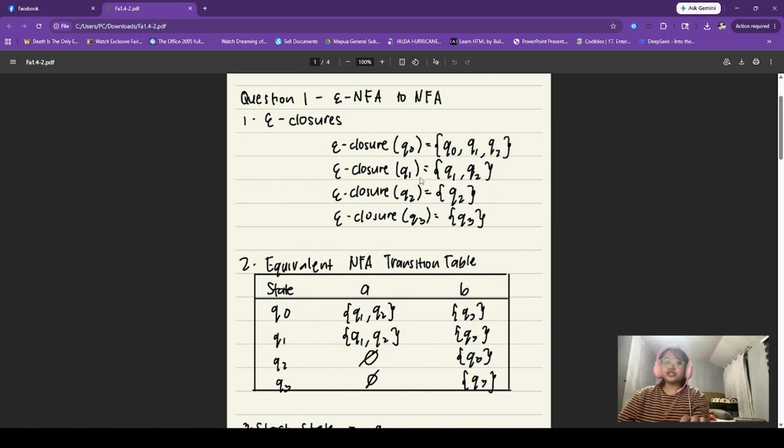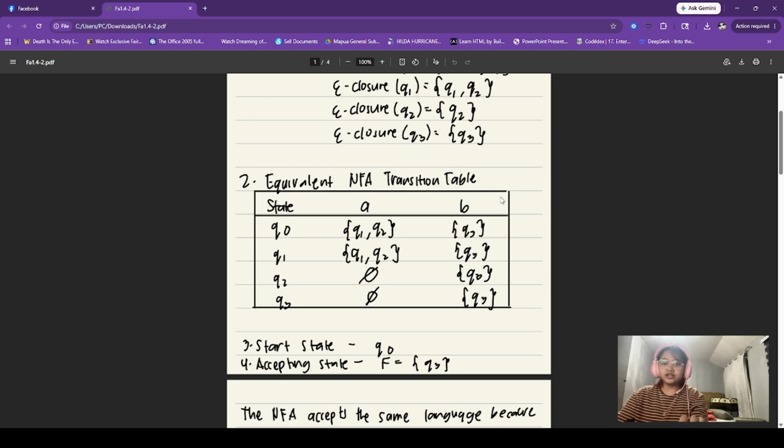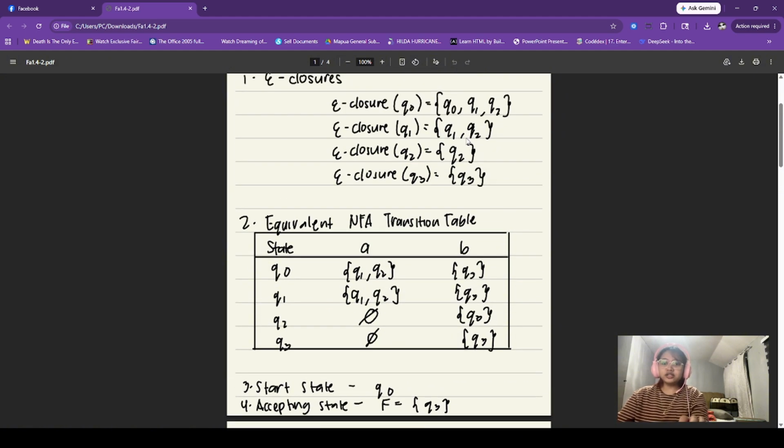The epsilon closure of Q0 is Q0, Q1, and Q2 because Q0 can reach Q1 using epsilon, and Q1 can also reach Q2 using epsilon. The epsilon closure of Q1 is Q1 and Q2, and the epsilon closure of Q2 is Q2, and the epsilon closure of Q3 is Q3 because they do not have epsilon transitions.